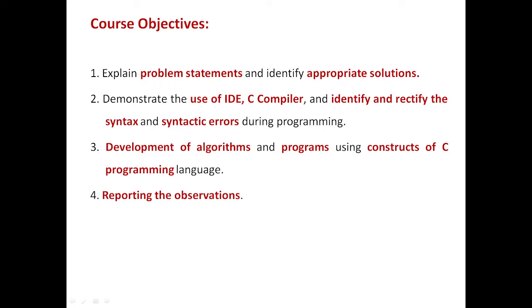So let us first know what the course objectives are. The first course objective is to explain the problem statement and identify appropriate solutions to a problem. Next, demonstrate use of the IDE, which IDE will be used for writing a program and compiling the program, and identify and rectify the syntax and semantic errors during programming, and develop algorithms and programs using constructs of the C programming language, and finally report the observations.